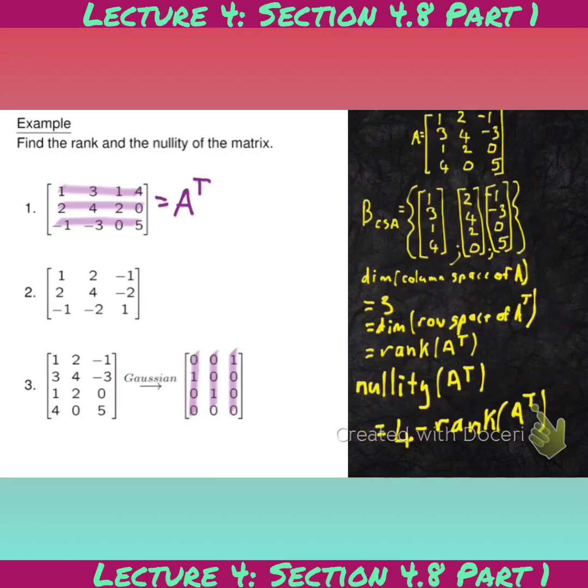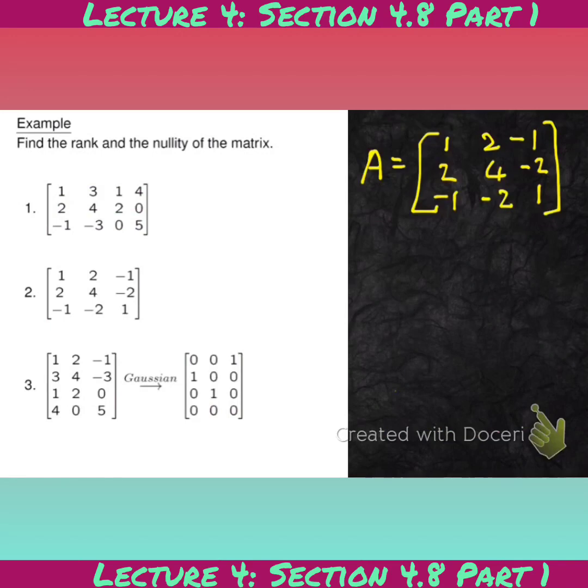From previous knowledge, we know the rank and the nullity always add up to the number of columns. So the nullity of A's transpose has to be the number of columns minus the rank of A's transpose. That is 4 minus 3, which is equal to 1.